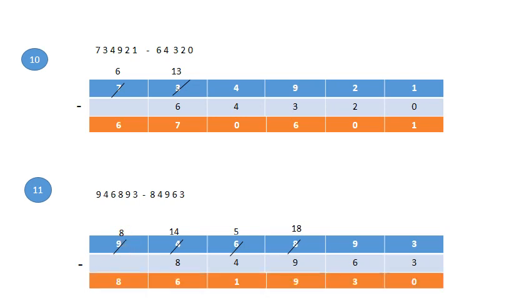So your answer is 3 minus 3, 0. 9 minus 6, 3. 18 minus 9 is 9. 5 minus 4 is 1. 14 minus 8 is 6. And 8. I hope students you have understood this very well.